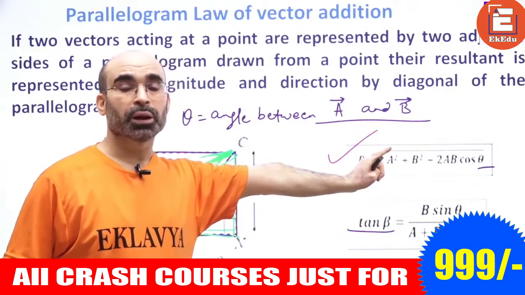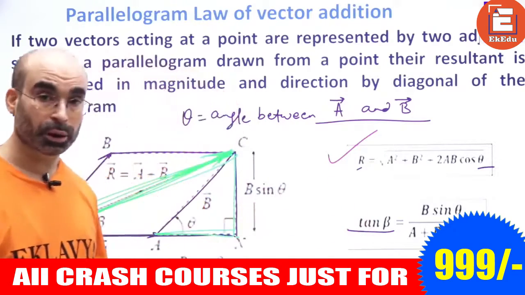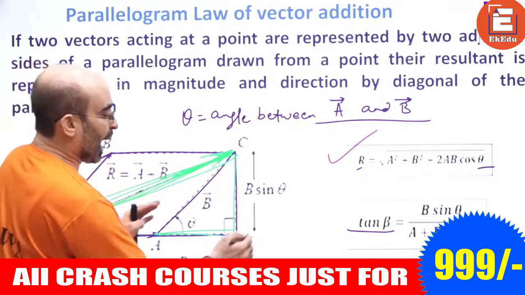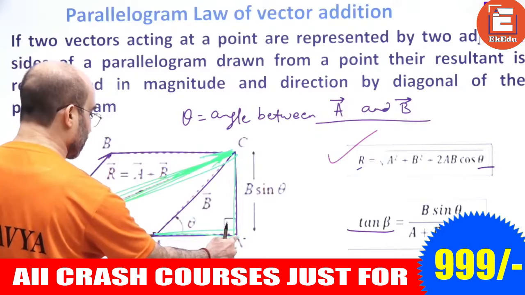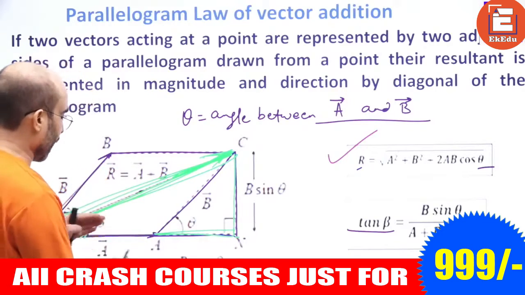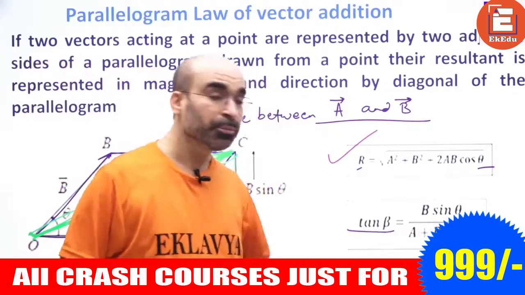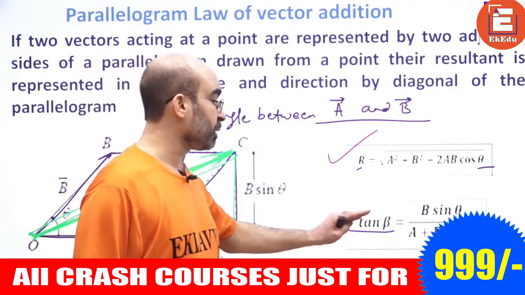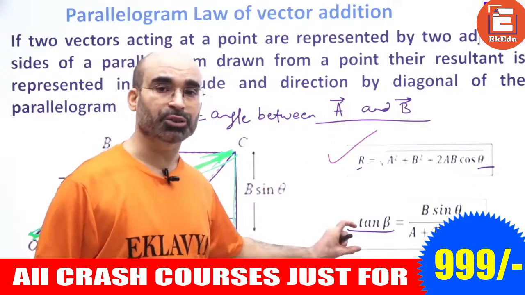Magnitude of the resultant vector we found, then the direction of the resultant vector will be tan beta. How would we get it? In this triangle OCN, tan beta equals B sin theta upon A plus B cos theta. So this is the direction of the resultant vector. Magnitude we found, direction we found.